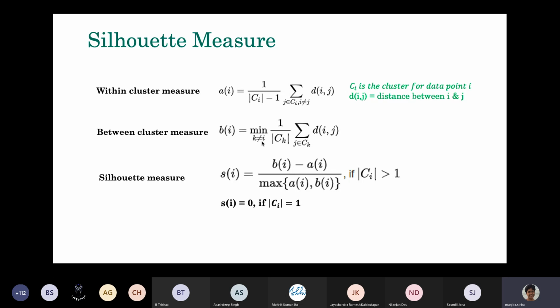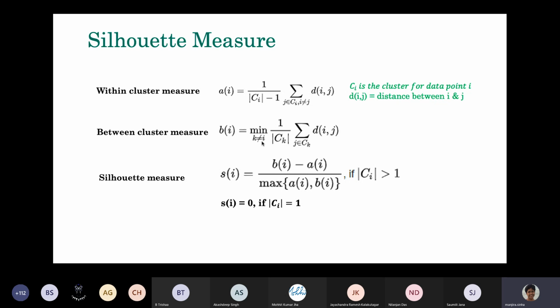So in this case, this measurement of the silhouette measure is being done on a particular data instance. So for a data instance, what will be a between cluster measure? That is the distance of the data point from the second nearest cluster.